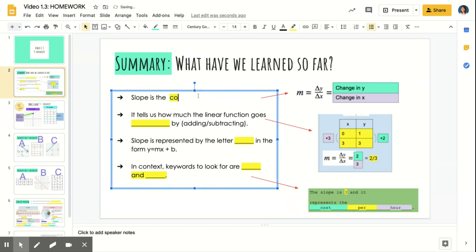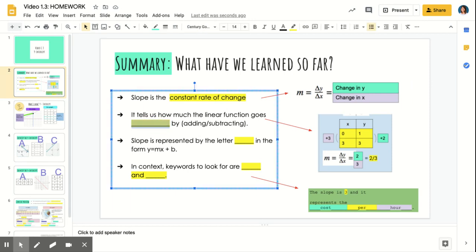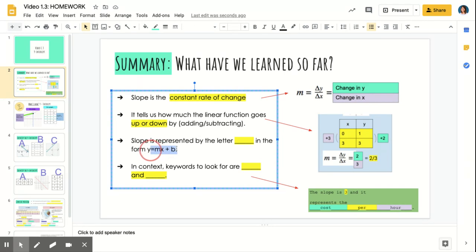So slope is the constant rate of change. We find it by doing the change in y over the change in x. It tells us how much the linear function goes up or down by, and we do this by adding or subtracting. We see here in this diagram, we have plus 3, that's my change in x, and plus 2, that's my change in y, which gives us a slope of 2 over 3. When we talk about the linear equation, which we'll get to in the next lesson, it represents the letter m. So slope is that m.